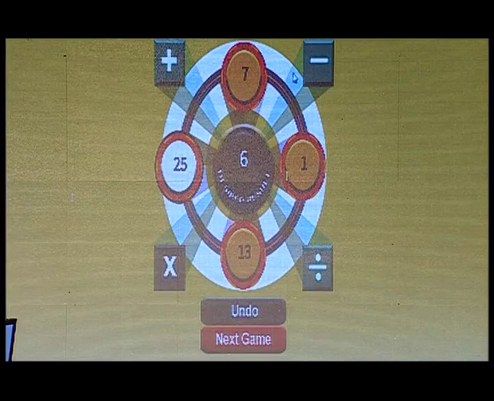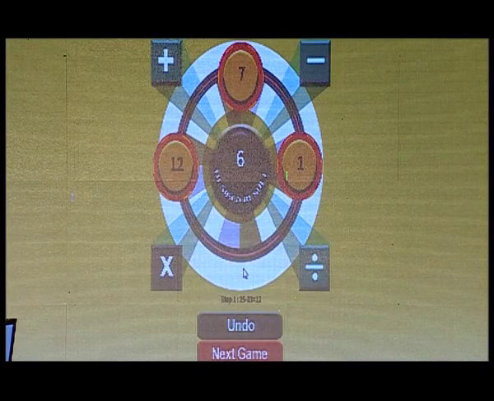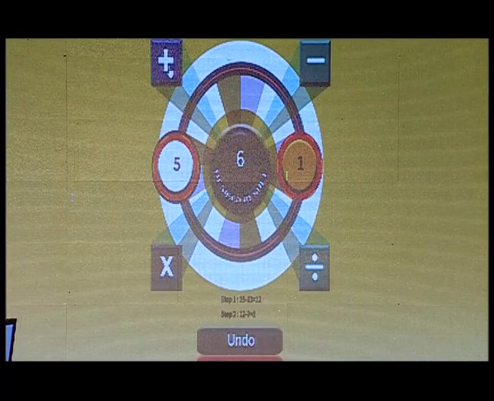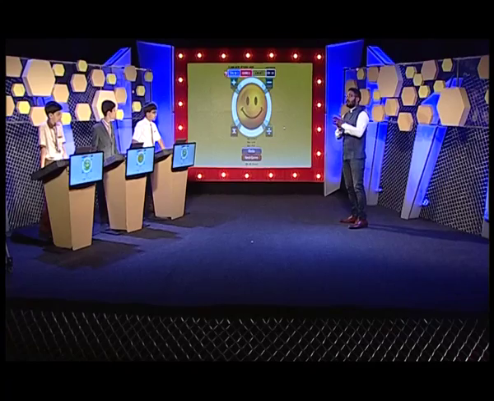So please explain to me what you did. I did 25 minus 13. Then I did 12 minus 7. And then 5 plus 5 plus 1. The resultant addition led to the number 6. Well done.